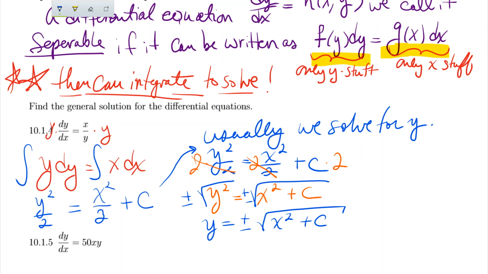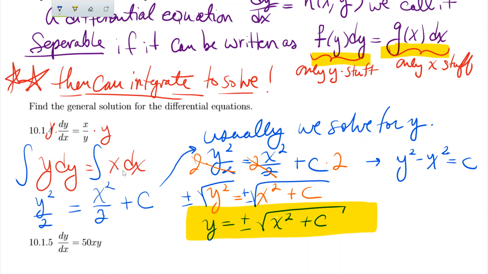Now, alternatively, you could have rewritten this as y squared minus x squared equals c, and then you're like, oh, that's a hyperbola, because I remember those from when we talked about them back in graphing, and it's fine. Usually we solve for y. So most of the time when you're writing your answers, they will look like this. Good times.